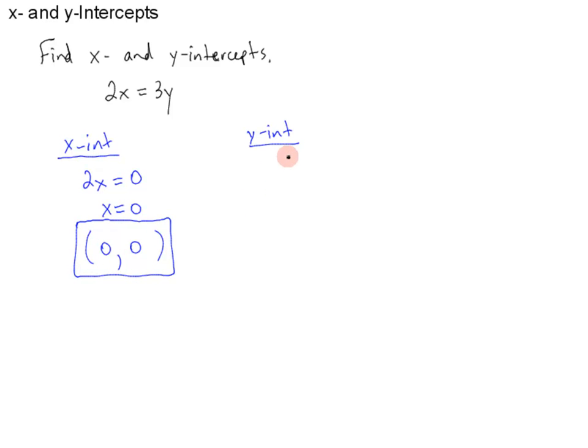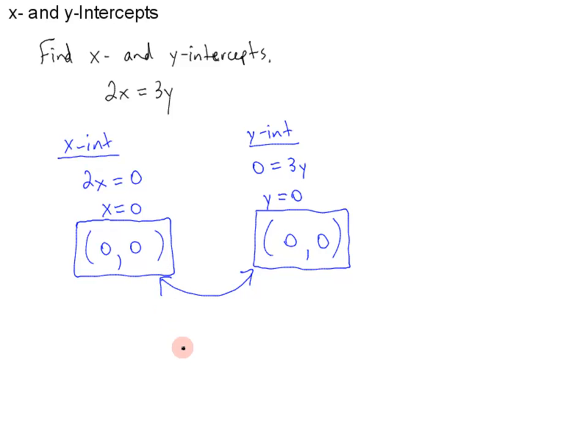The y-intercept, you set x equal to 0, so you get 0 equals 3y. Divide by 3, and you get y equals 0. So over here, the y is 0, and by default on a y-intercept, the x is 0, so you get (0, 0). So it's possible that your x and y-intercepts are the same point, because there's a point where you cross the x-axis and the y-axis at the same time.